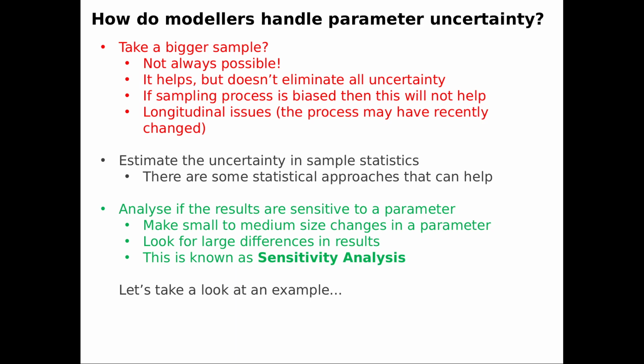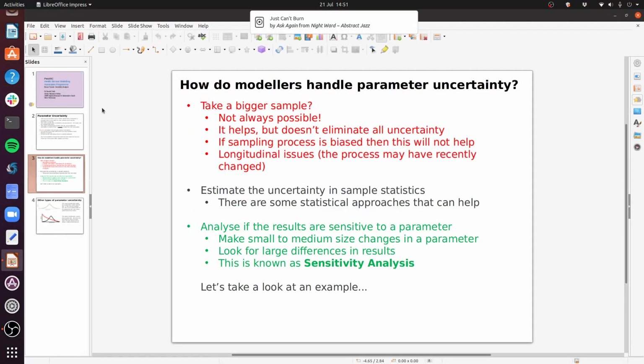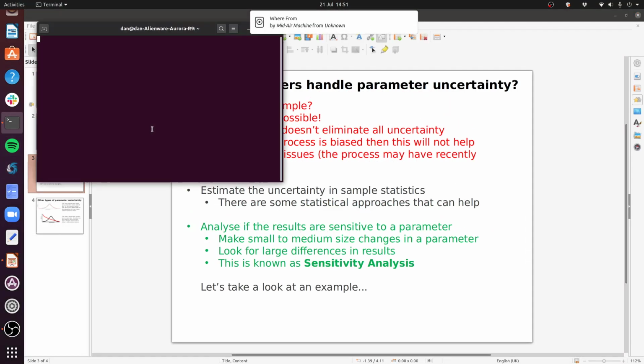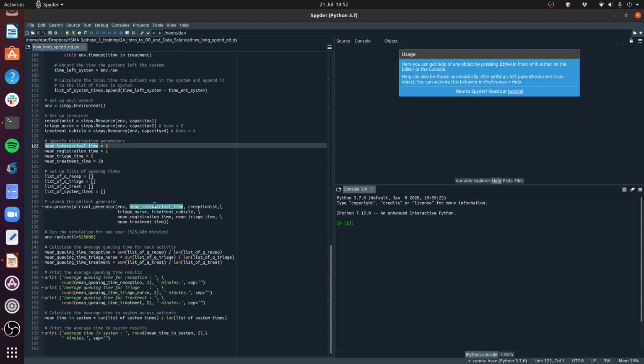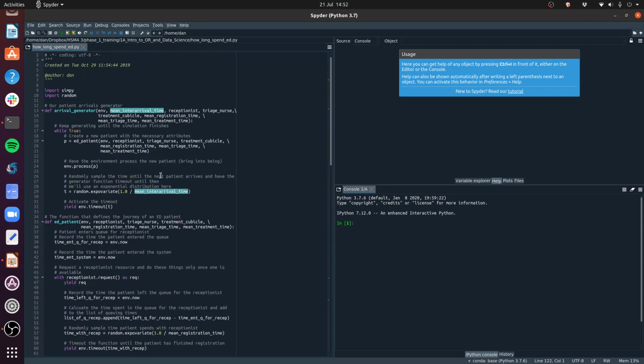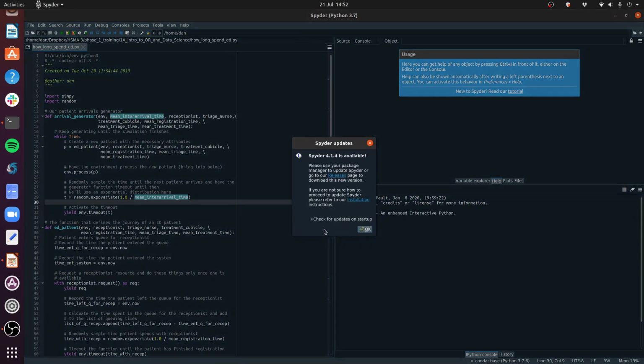So let's take a look at an example. Let's bring up the model that we were running during the first session. So this is the model of the emergency department. So here we are, and we walked through a little bit of this model. As I say, you're going to actually learn to develop this model later on in the course.